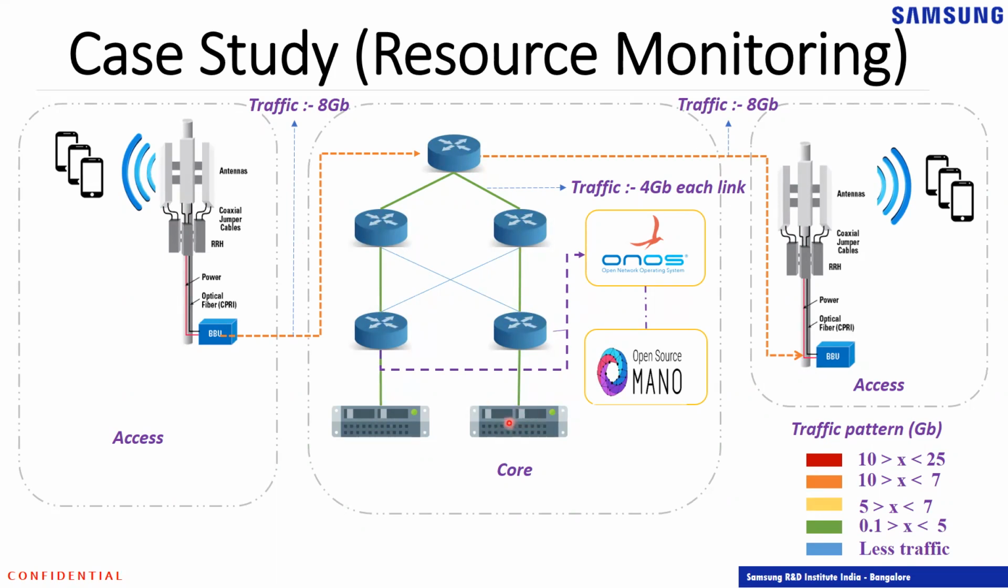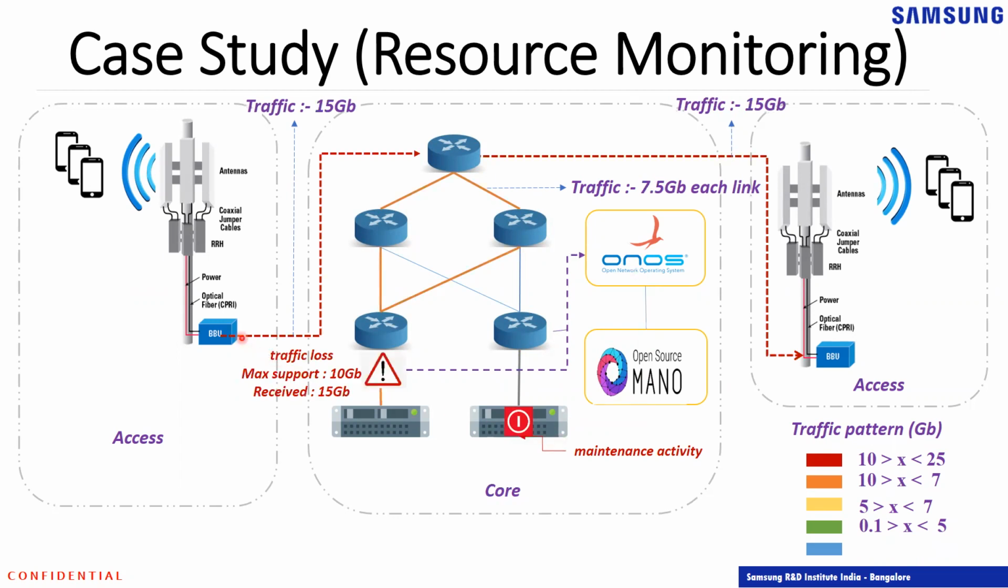To automate the maintenance time window, ONOS will know the bandwidth of both UPFs. It will inform MANO, which further puts the UPF into maintenance mode, and it will perform any list of maintenance activity. Now one UPF is in the maintenance mode and another one is functioning.